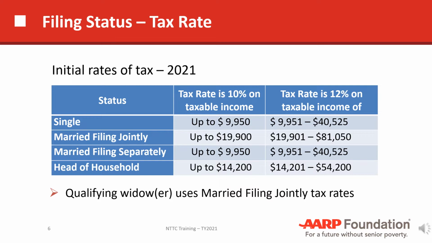Married filing separately is treated just as single is treated. Same numbers. And the head of household has its own bracket, so that the first $14,200 is taxed at 10%, and then from $14,201 to $54,200 is taxed at 12%. And the qualified widow or widower, they would use the married filing jointly tax rates.